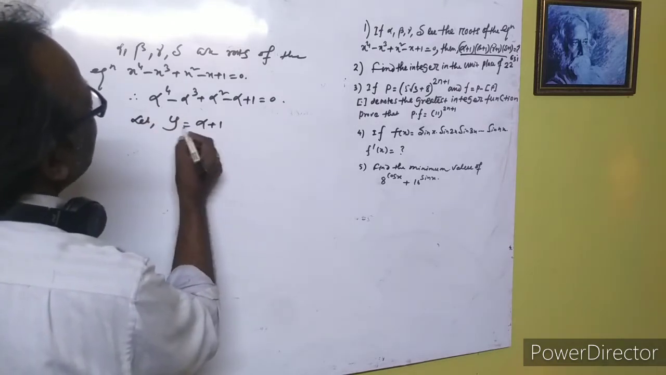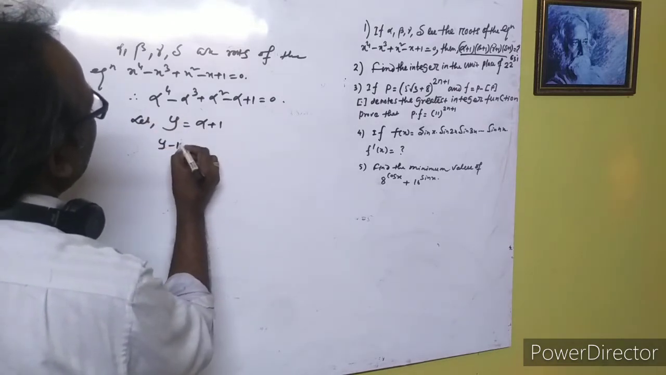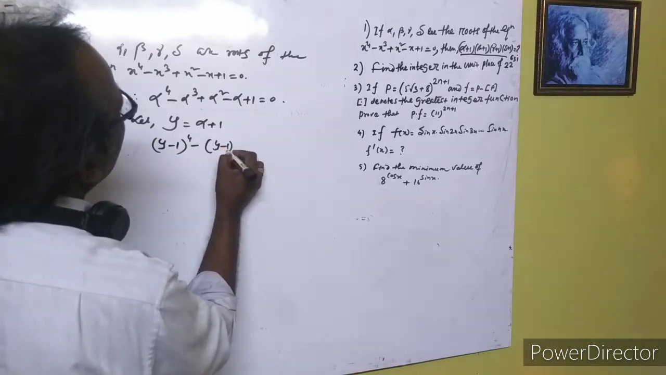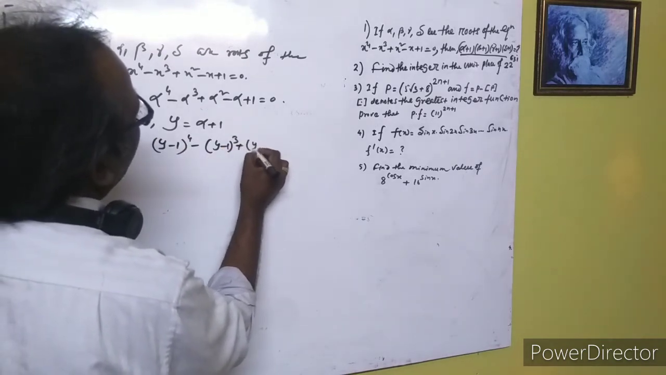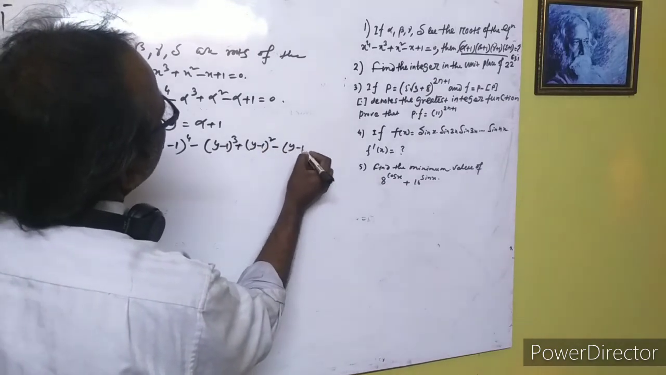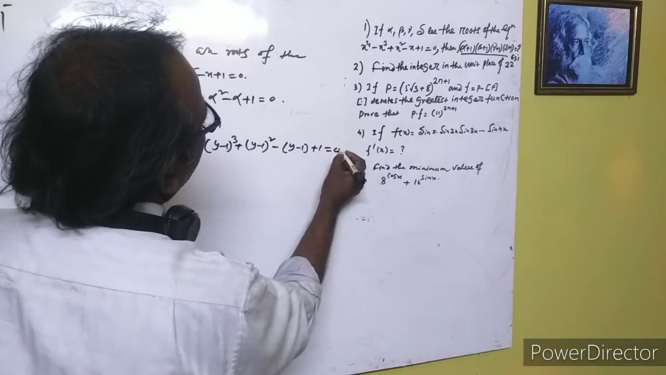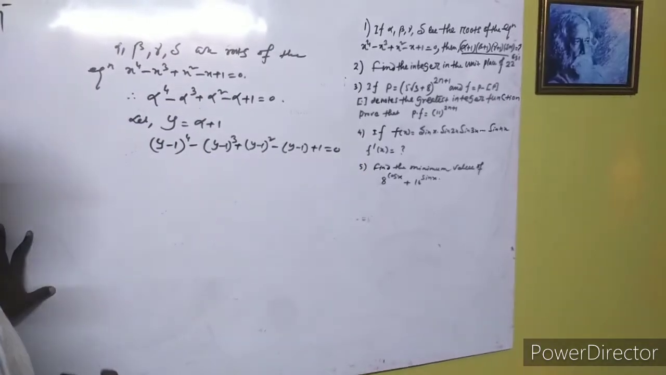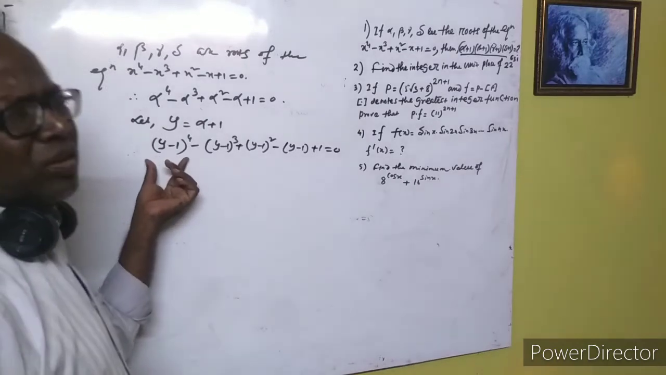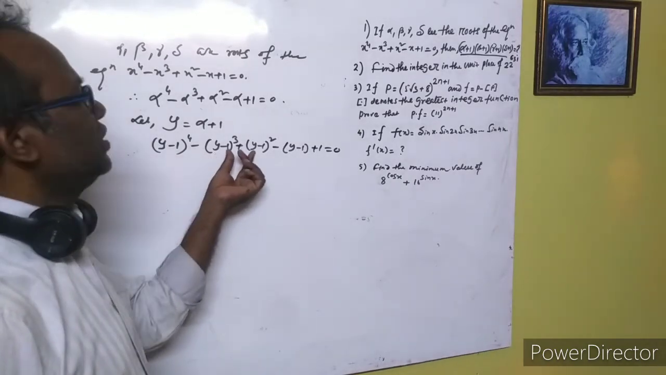So alpha equals y minus 1, whole to the power 4, and y minus 1 whole to the power 3, and y minus 1 whole to the power 2, and y minus 1, plus 1 equal to 0. If we simplify this expression, we can use the binomial theorem: this is the cube formula and this is a square.